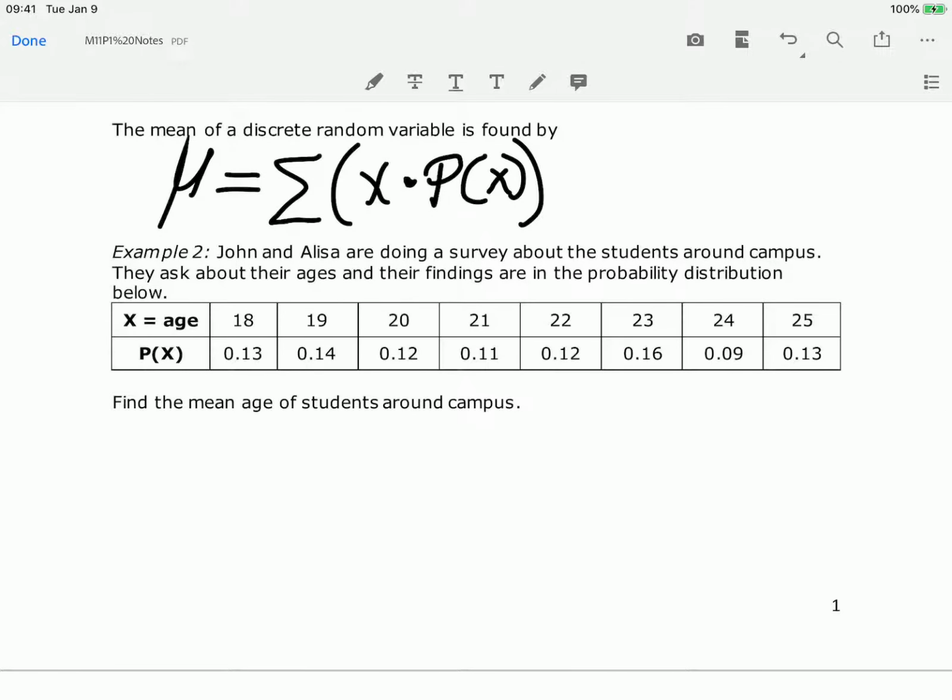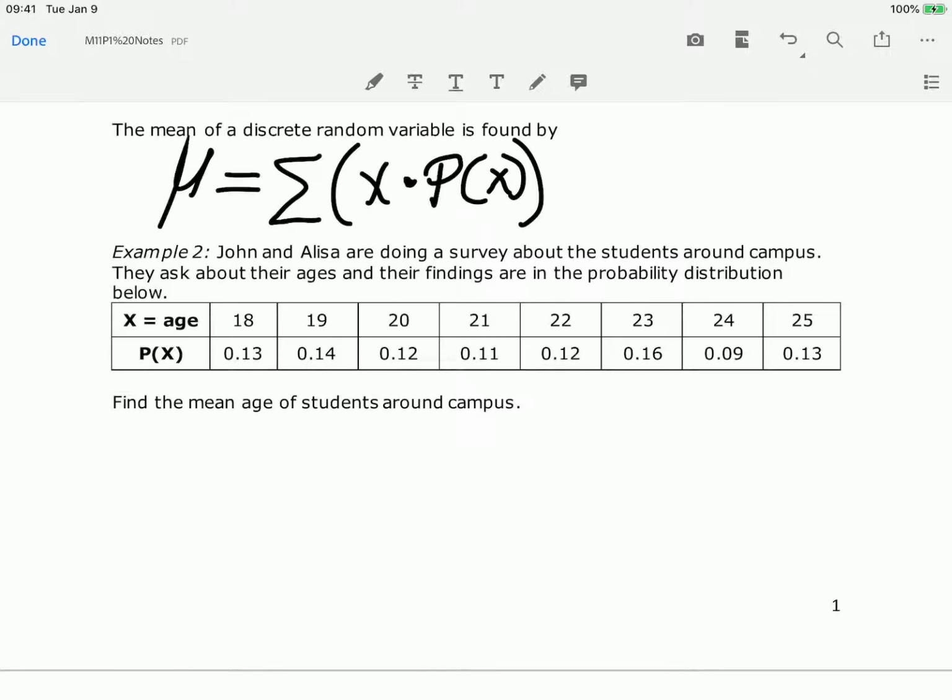So John and Alyssa are doing a survey about the students around campus. They ask about their ages, and their findings are in the probability distribution below. So you have the variable x is their age, and then the probability that they found somebody of that age. So the probability they found someone that was 18 was 0.13, probability of a 19-year-old was 0.14, and so on and so on. So we're going to go ahead and find the mean age of the students around campus.